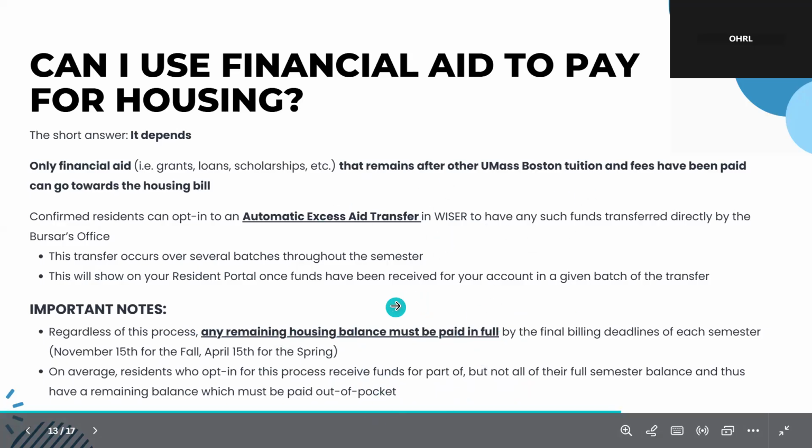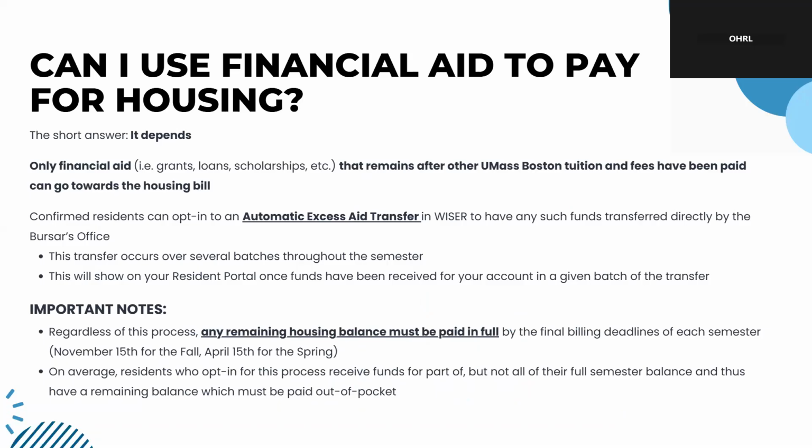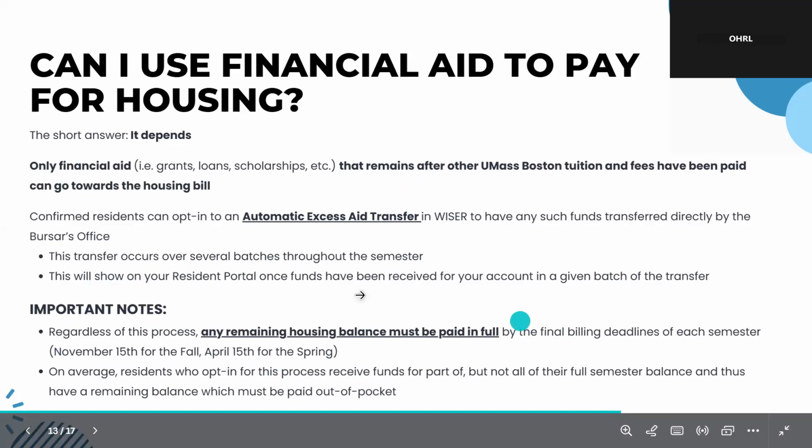But one other thing I do want to say there is, let's say you have a full semester's worth of excess aid coming, well, then we wouldn't expect you to make that pre-move-in payment requirement, and we just wait for the automatic transfer. Let's say something changes and you don't have the full semester covered after that. That is, again, up to you to pay before the final billing deadline.